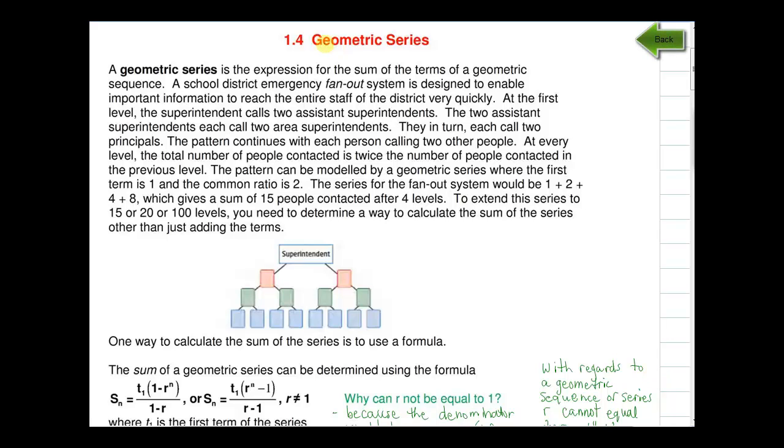Okay, so we're going to take a look at geometric series, which is section 1.4 in your textbook. A geometric series is the expression for the sum of the terms of a geometric sequence. Just to recall, a sequence would be your list of terms.